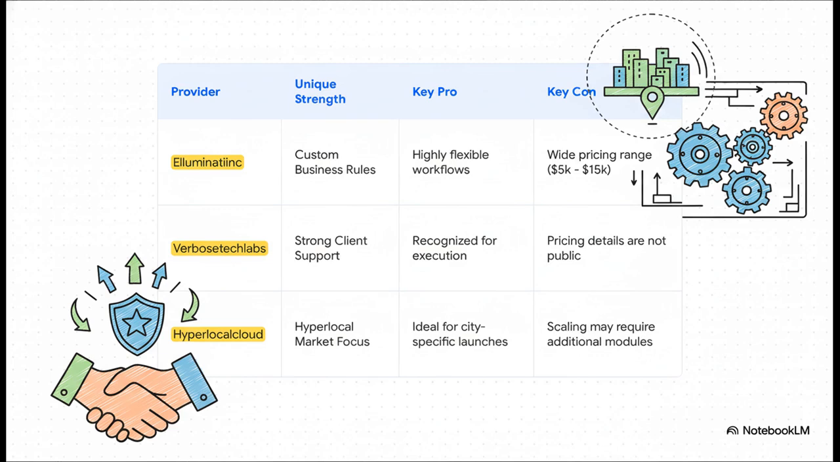Let's walk through it. Say your business absolutely depends on custom rules and really flexible workflows, then you're probably looking at Illuminati Inc. But what if your top priority is having a real partner, someone with amazing client support to guide you? Then you'll want to check out Verboset Labs. And finally, if your entire business model is built around dominating a single city or region, Hyperlocal Cloud has that hyperlocal focus. So you see, the right choice here really boils down to your number one priority. Is it flexibility? Is it support? Or is it that local focus?